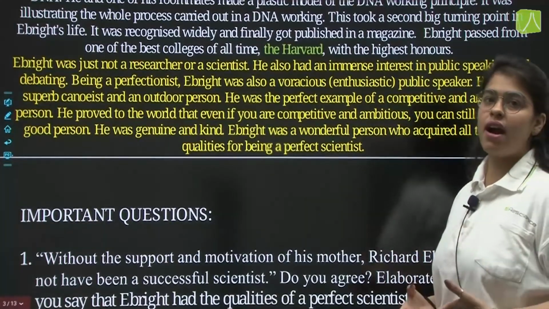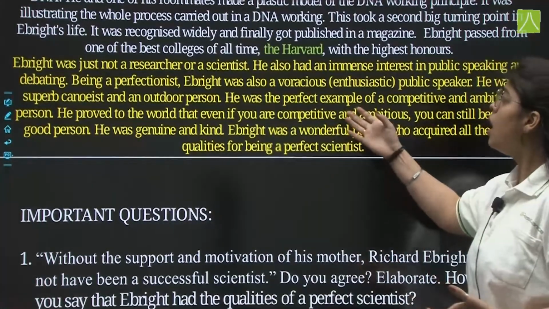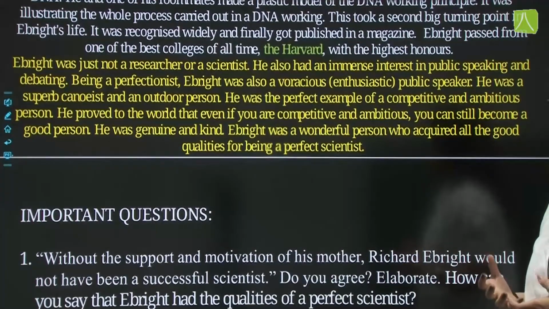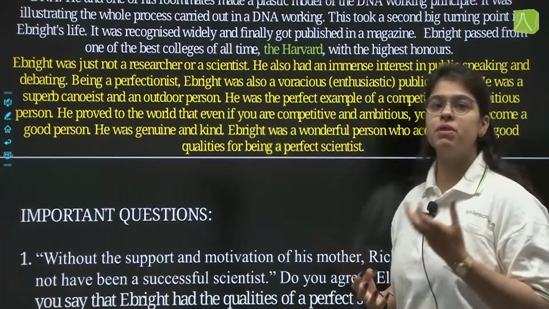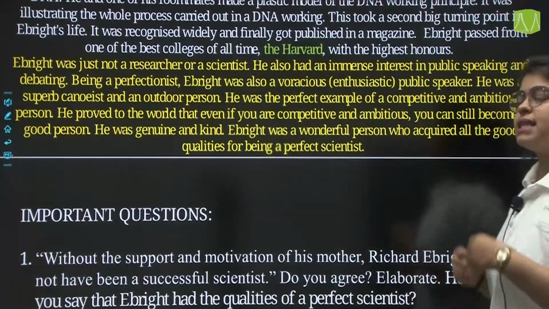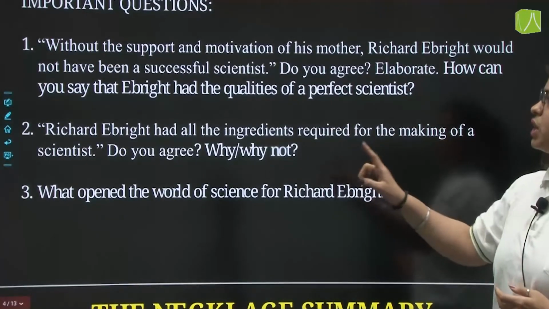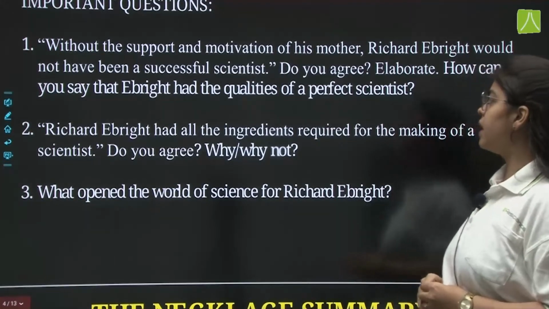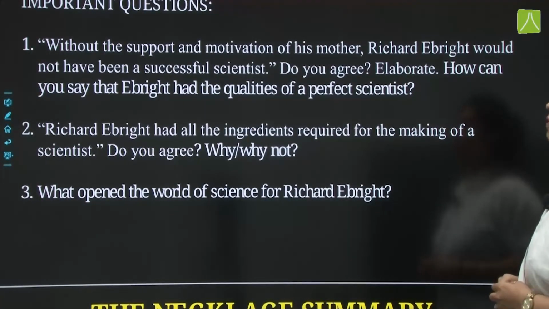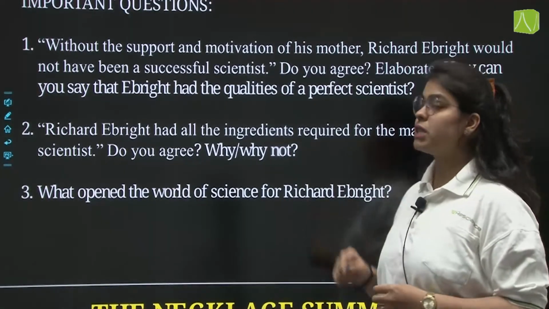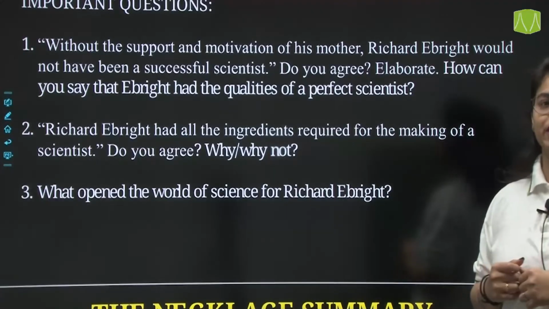Yes, he was very kind, he was generous, he was a voracious public speaker. He used to speak so enthusiastically that it could build up any person's mind towards any field. Then the next question says that Richard Ebright had all the ingredients required for being a perfect scientist. Do you agree? Why or why not? Now here we have to explain why he was a perfect scientist.